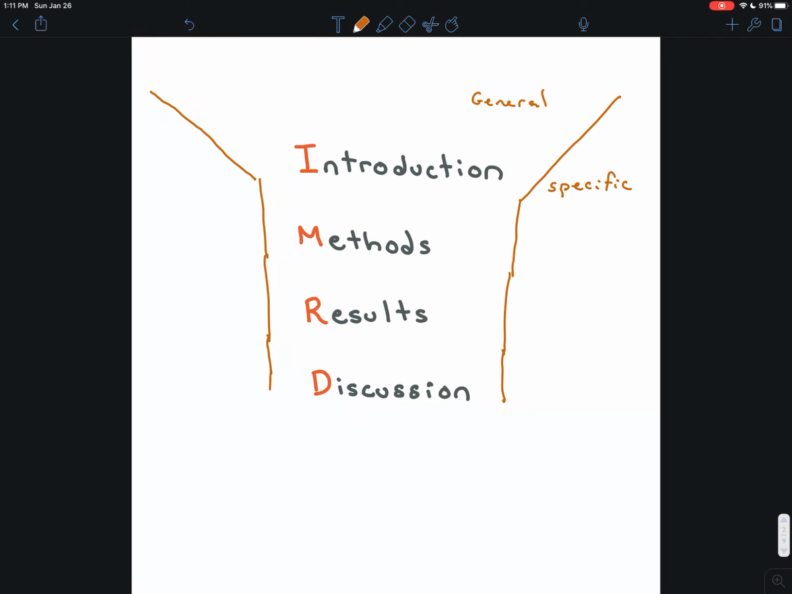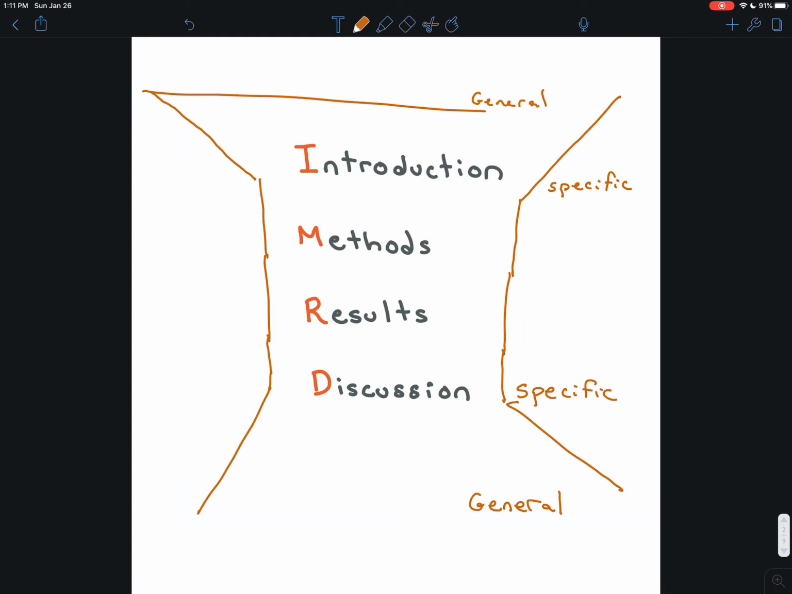Now, the discussion section starts out specific. You're interpreting the specific results in your experiment, but by the end of it, you want to become general again. You want to say what this implies, what the interpretation of the results in your experiment implies for the field as a whole, and what type of applications it might have.